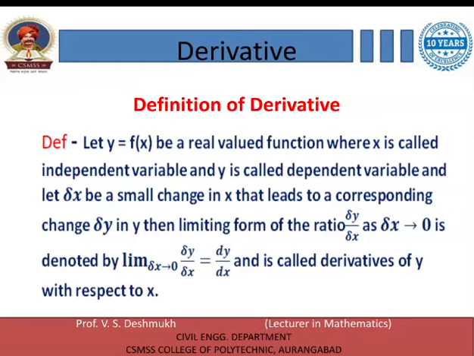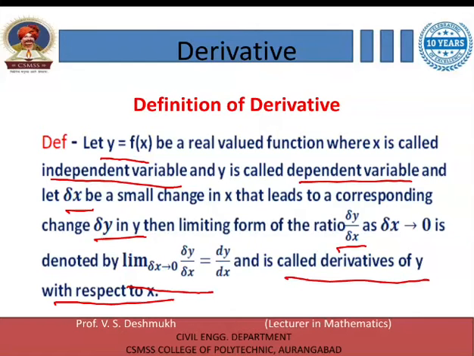The definition of derivative. Let y equals f of x be a real valued function where x is called the independent variable and y is called the dependent variable, and delta x be a small change in x that leads to a corresponding change delta y in y. Then the limiting form of the ratio delta y by delta x as delta x tends to 0 is denoted by limit delta x tends to 0 of delta y by delta x, that is equal to dy by dx, and it is called the derivative of y with respect to x.